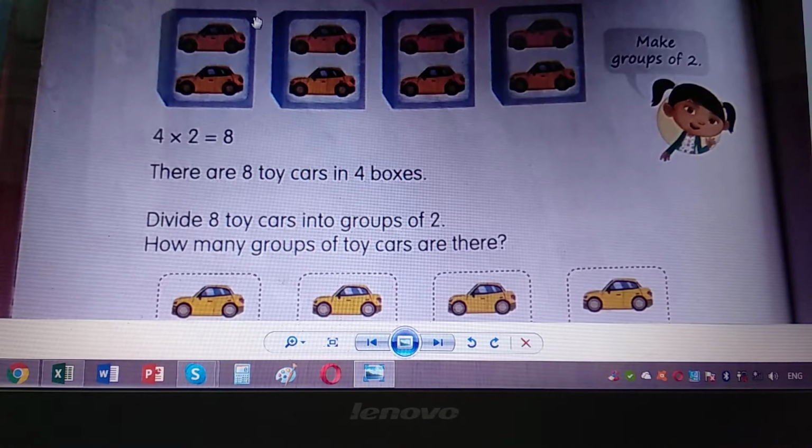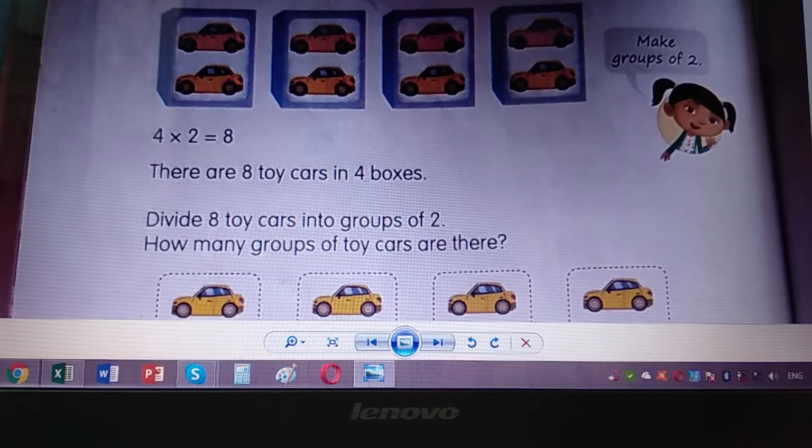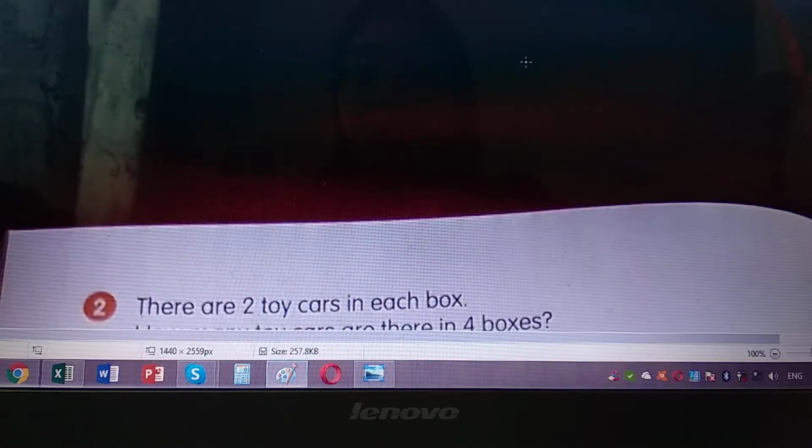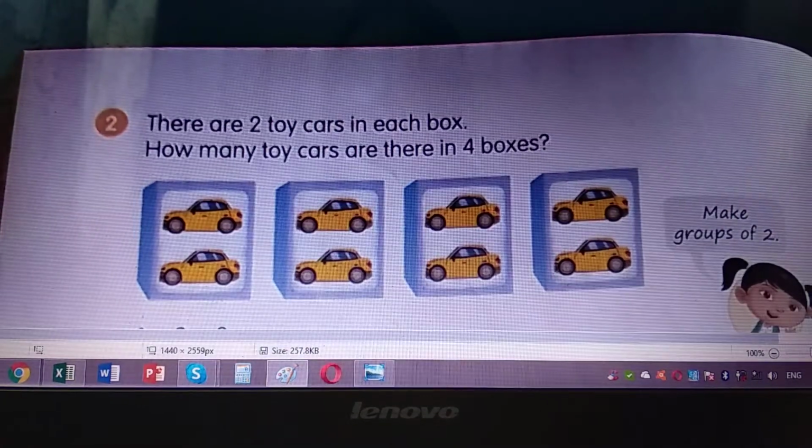There are 2 toy cars in each box. How many toy cars are there in 4 boxes? So 2 times 4, that's it. 4 times 2, same thing. In each of the 4 boxes there are 2 toy cars, so 2 plus 2 plus 2. Okay, so you write here 2 plus 2 plus 2.